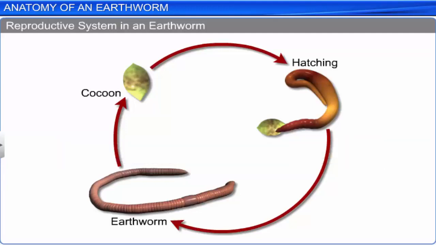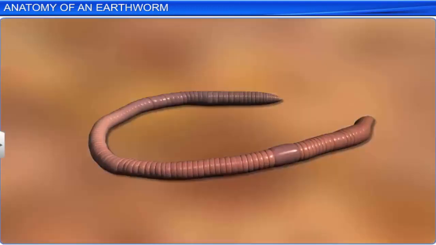These baby worms show direct development, which means the larval stage is absent. We've just studied the anatomical features of the earthworm, such as the body wall structure, alimentary canal, and circulatory, nervous, and reproductive systems.